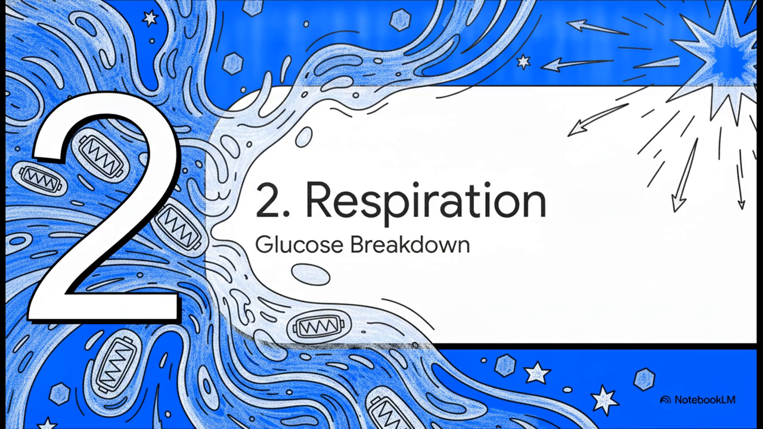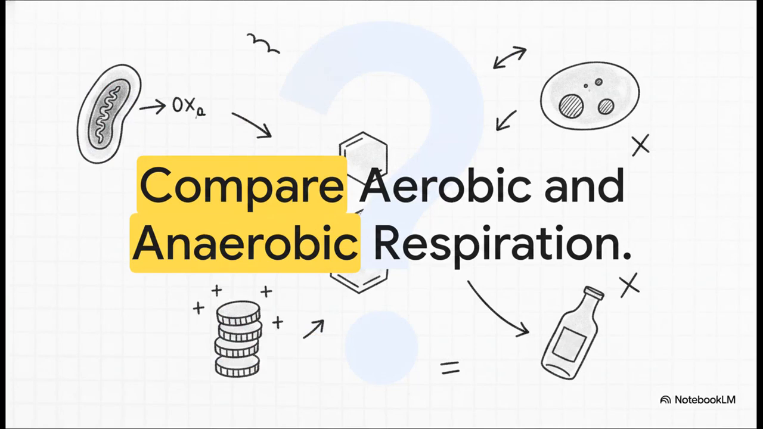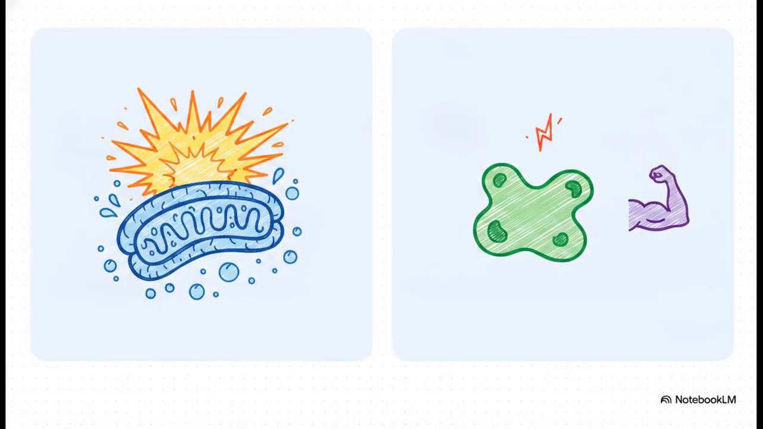Section 2, respiration, breakdown of glucose pathways. Now let's shift gears. We've talked about making the food, right? Now imagine zooming straight into a cell's cytoplasm and mitochondria to see how living things actually unlock the energy inside that food. Our second high-yield question is a classic. Compare aerobic and anaerobic respiration. To nail this, you absolutely need to know the specific locations and the energy math. Let's break down that math.